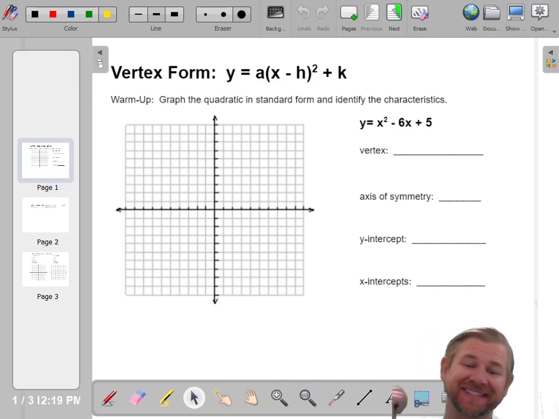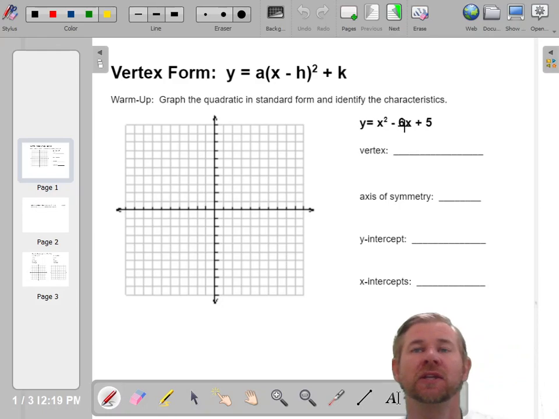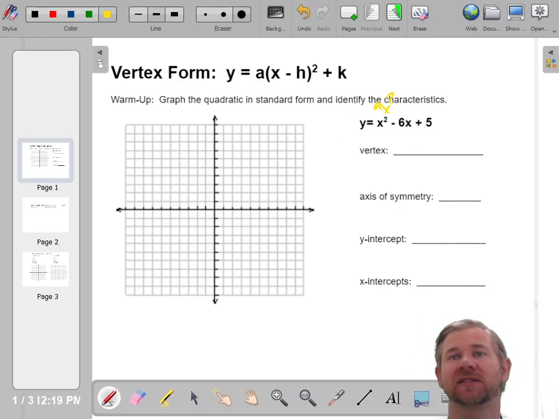Hello everyone, we've graphed standard form, now let's graph vertex form. I want to use a standard form problem to help us talk about some of these things, so I'm going to do this one using standard form. That's ax squared plus bx plus c. That's what we just did, but first, to find the vertex, you need to find the axis of symmetry.